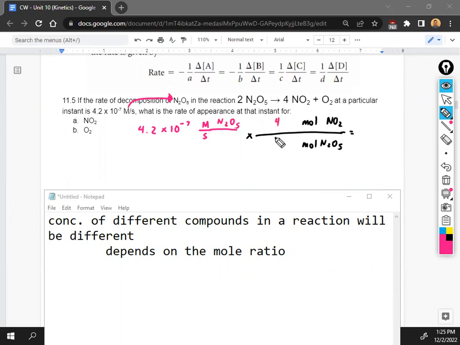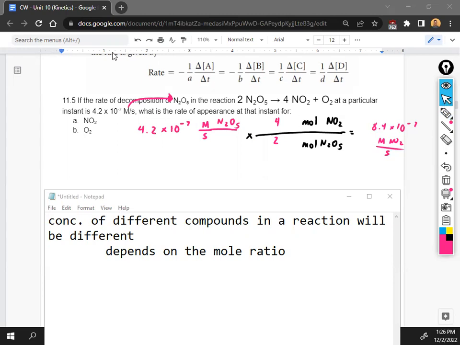Yeah, 4 and 2. So it's 2 to 1 basically. And so all you got to do is multiply this by 2, and that will be your final answer. So you get 8.4 times 10 to the negative 7, and that's going to be molarity of NO2 per second. Okay, that's your rate.